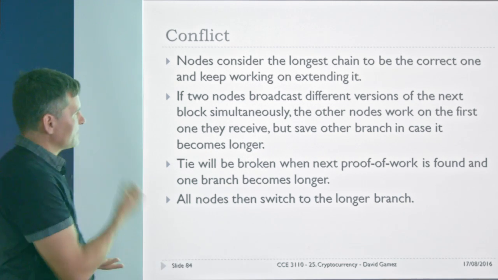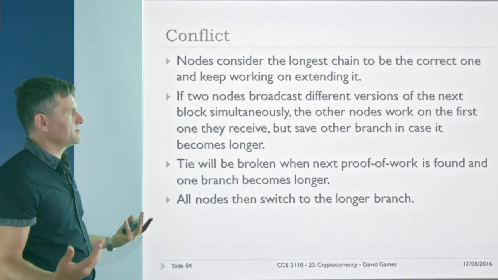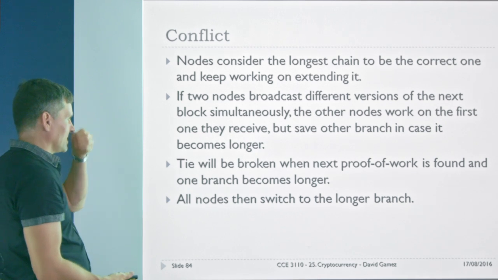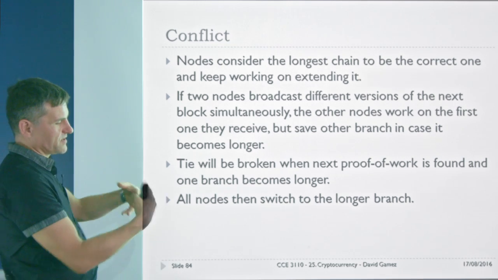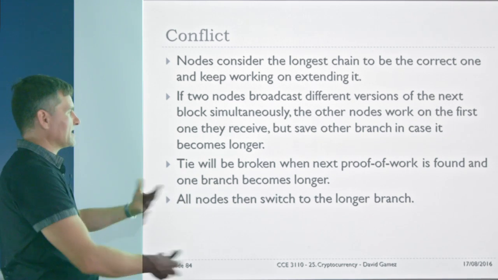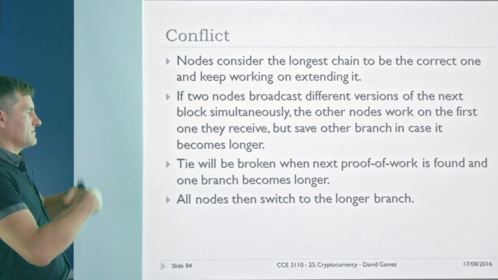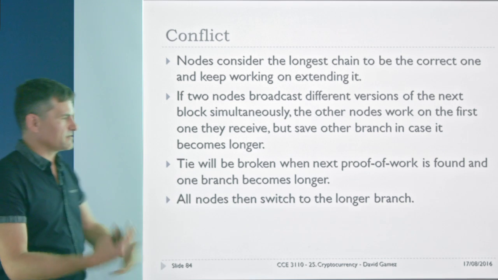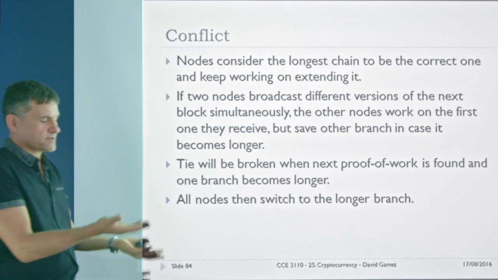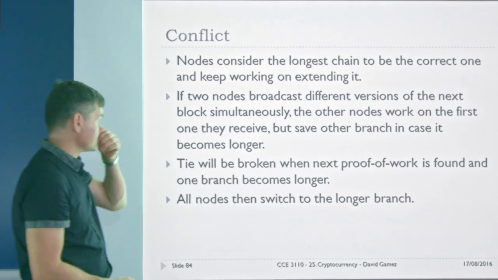There's a potential for conflict, right? Nodes take the longest chain to be the correct one and keep on working on extending it. It's possible that two nodes broadcast different versions of the next block because they happen to have different transactions available to them. In this case, they'll work on the first chain they receive, keep extending it, and keep the other branch in case it becomes longer. Then when the next block is added, only one branch will become longer, and all the nodes will switch to working on the longest branch. So there might be equal branches with different blocks on the end, but then one will get longer, and the nodes will just focus on extending the longest blockchain.